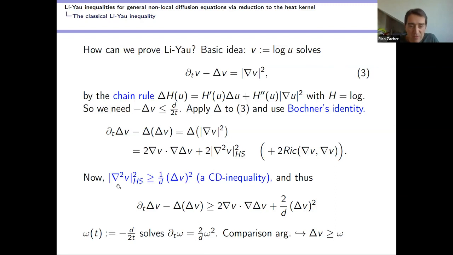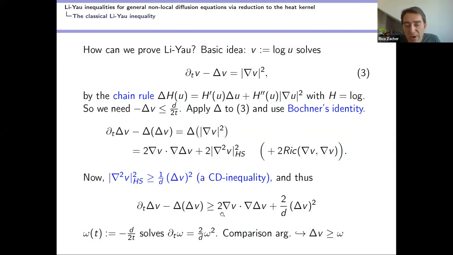Here it's a rather simple inequality. You just use Hölder's inequality and you drop all the terms which are not on the main diagonal of the Hessian. So you can estimate this term here from below by the square of Laplace v up to some constant. And so using this inequality, you get this, let's say, parabolic inequality for the Laplacian of v. So Laplace v is a super solution of the corresponding equation.